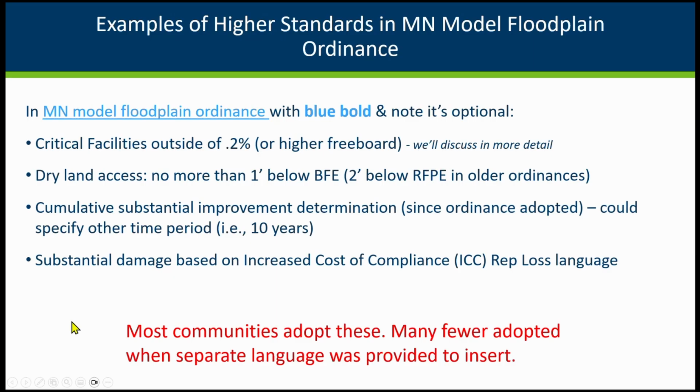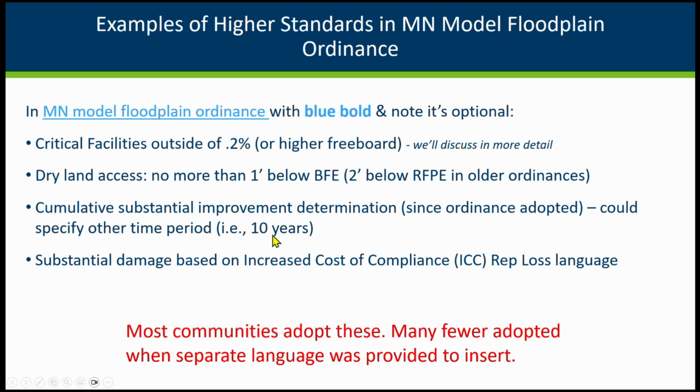And some of the things that we have in our current model ordinance are things like higher protection for critical facilities, the idea of dryland access, that you don't just put buildings on an island out in the middle of the floodplain, that you've got a safer access to that with the local roads and the driveways to get to those areas. We say 2 feet below the regulatory flood protection elevation in older ordinances. And in the newer ordinances, we say that you want that access at least at a foot below the BFE to have better access as floodwaters are going up and down and not getting people trapped in areas.